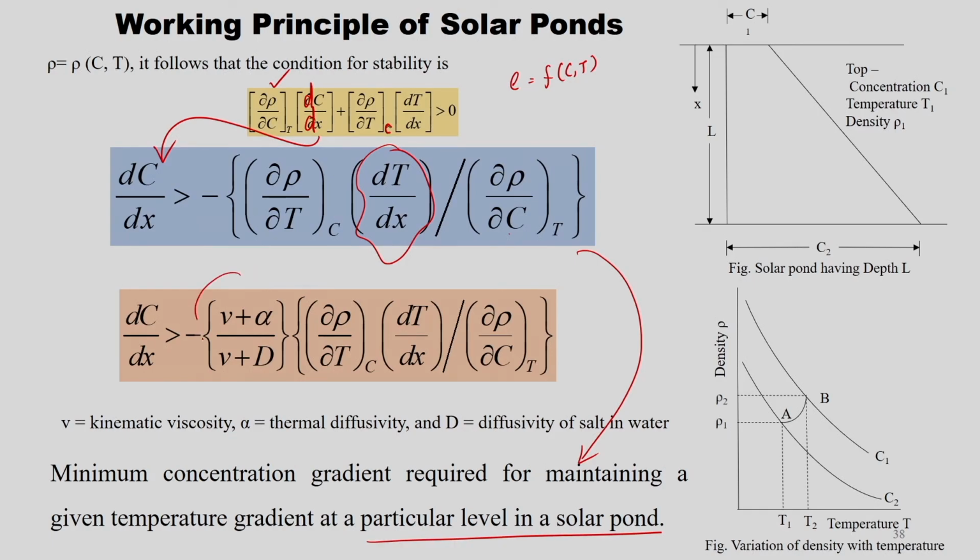So, here the kinematic viscosity, thermal diffusivity and diffusivity of salt water are also added to give a more stringent condition. Okay. Anyway, you can use this particular equation to calculate the minimum concentration gradient required for maintaining a given temperature gradient at a particular level in a solar pond.